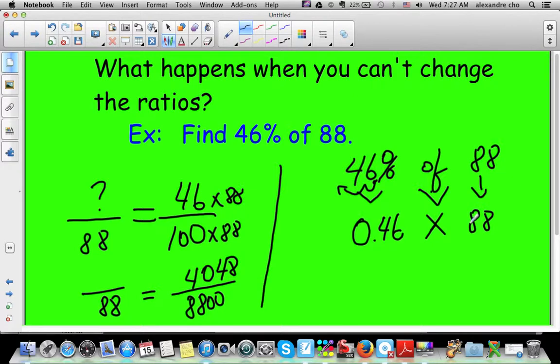And step 2 would be to multiply 0.46 times 88, and that would give you 40.48. So whatever this is, 46% of 88. So if you had $88 and you spent 46%, that means that you spent $40.48. Okay? Easy? Very, very simple. Okay, so let's copy what's on the next page.